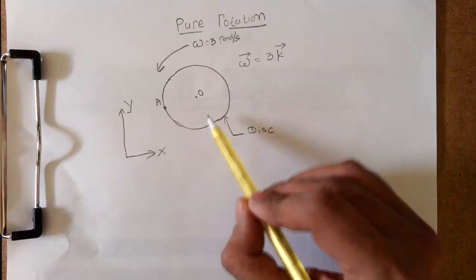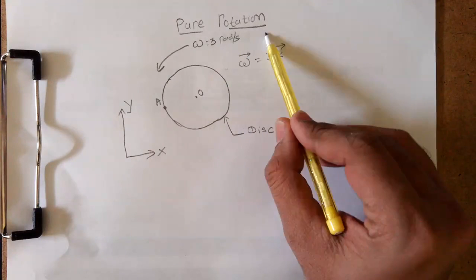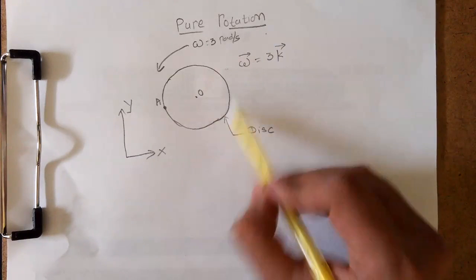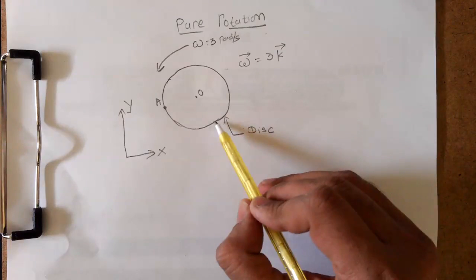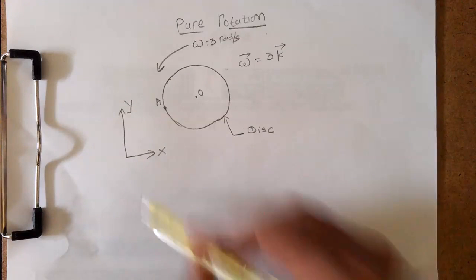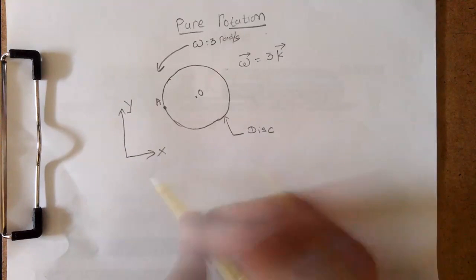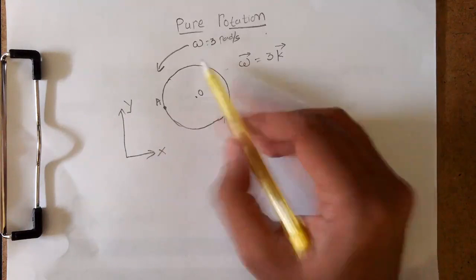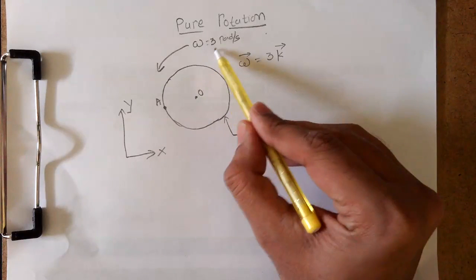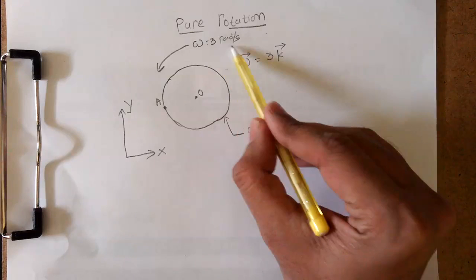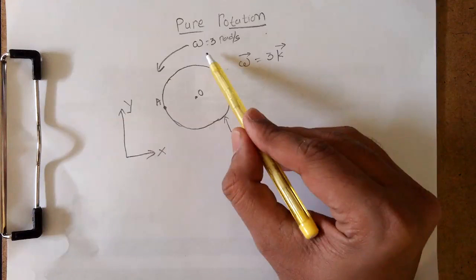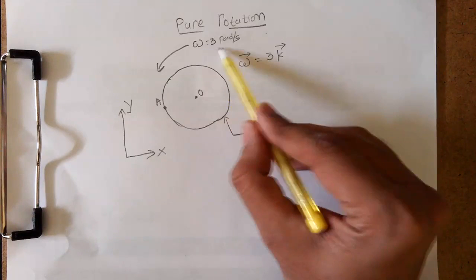So consider first example, pure rotation of a rigid body. Let's consider that this is the disk, which is a rigid body, and it's lying in the xy plane. This plane of paper is xy, where the horizontal axis is x and vertical is y. The disk rotates with respect to its center O with angular velocity omega of 3 radians per second. So the first question is, what is the vector representation of omega?